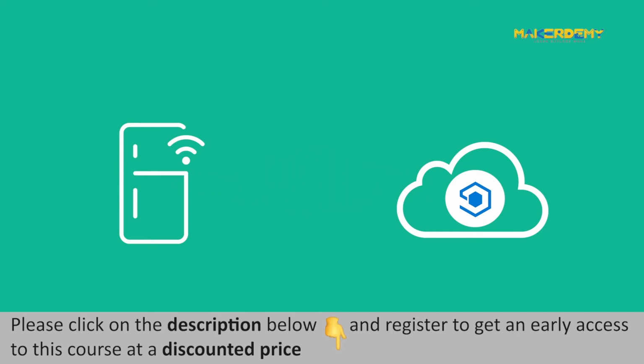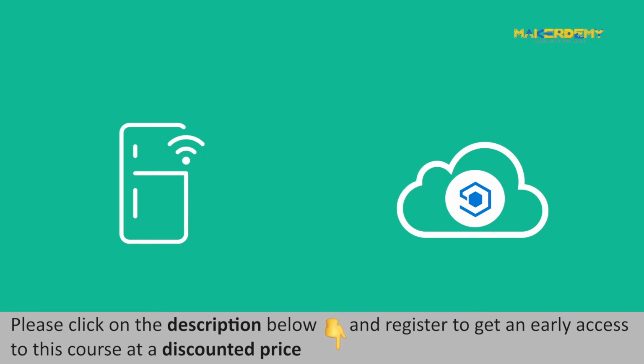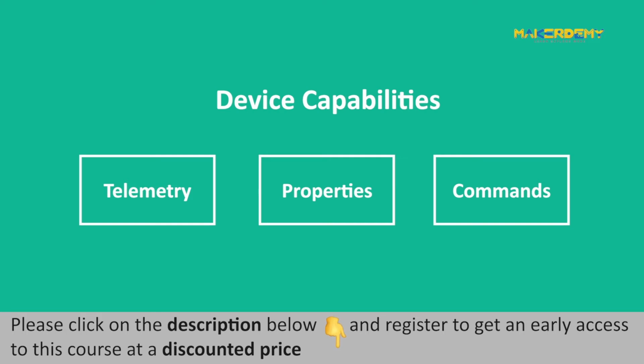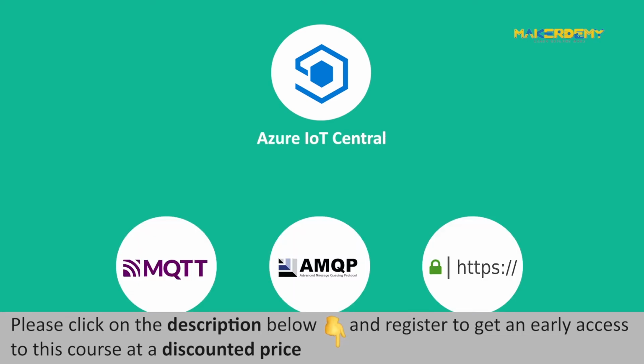application. Apart from telemetry data, a device can also send some predefined properties to the cloud. Azure IoT Central can also control devices by sending commands to the device as an instruction to perform a specific task. The telemetry, properties, and commands are collectively called the device capabilities. The Azure IoT Central supports three communication protocols, namely MQTT, AMQP, and HTTP, to establish communication between device and cloud.